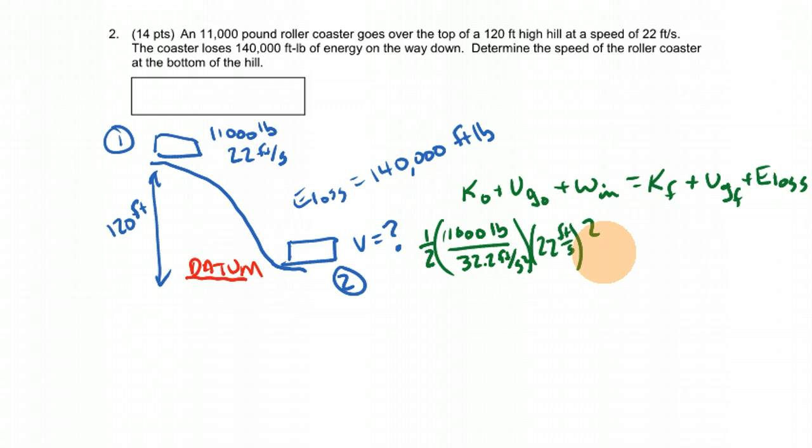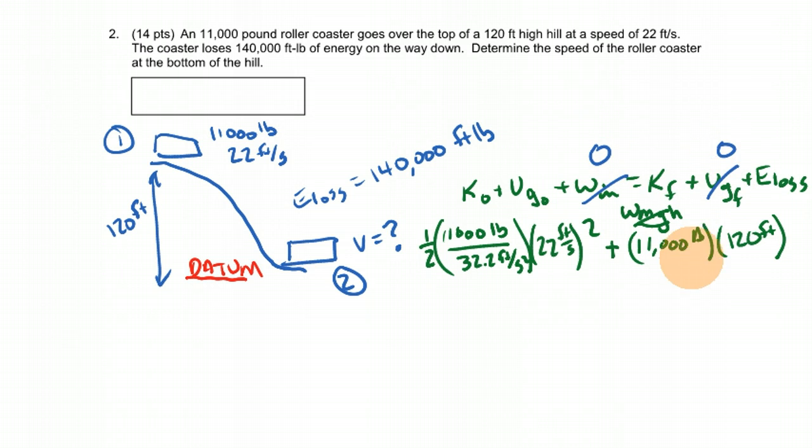My initial gravitational potential energy was mgh. This is the weight, so I'm going to just substitute the weight in there, 11,000 pounds times our height, 120 feet. All these terms should be foot-pounds. In this term, foot squared on top, foot on the bottom, second squareds cancel out, so this will be foot-pounds as well. Let's see, there's no work in.